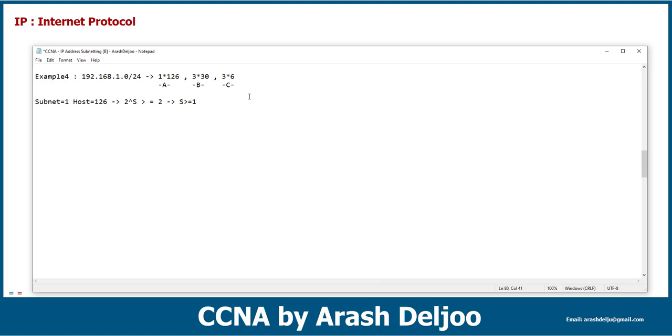After that, in the next part, 2 to the power of h minus 2 should be greater than or equal to 126. This means that in host bits, we need a minimum of 7 bits for this amount of host addresses, 126. Let me design, but first let me calculate s plus h. 1 plus 7 equals 8, and this is equal to the host bits that we have, 8 bits. Look at here, here we have 8 bits of host.